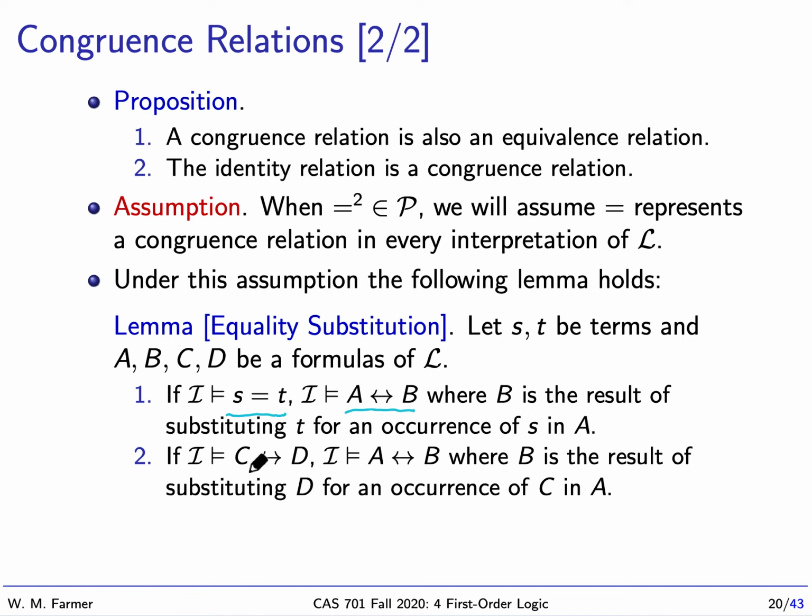We can also do the same thing with equivalent formulas. If C is equivalent to D in I, then we can take A, find an occurrence of C, substitute D for it, and we'll get a new formula B, and it will be equivalent to A. So this is one of the reasons we want to make this assumption about the equality symbol. If we have that assumption, then we get equality substitution, which means we can freely replace terms and formulas with each other if they are equal. Okay, so we're going to stop here and we'll continue.